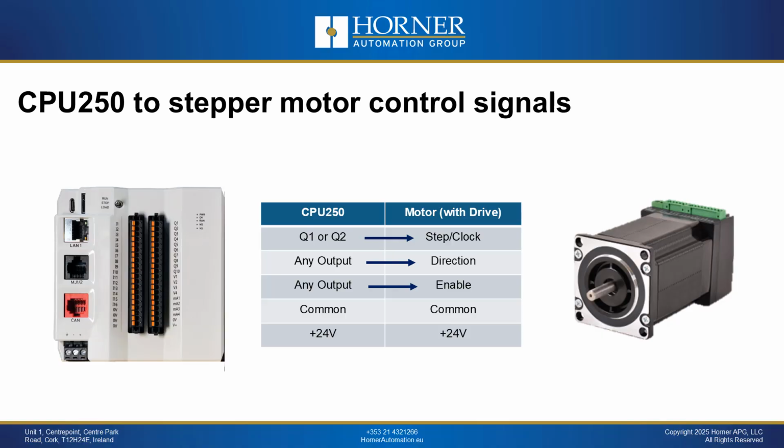Now, the stepper motor also requires a signal for direction, clockwise or counterclockwise, and in some cases it will also need an enable signal. Now, those can be wired to any output on the CPU 250 because there are no high-speed requirements for those two signals. And then in addition to those three output signals, you are going to have a common and a 24-volt signal required as well.